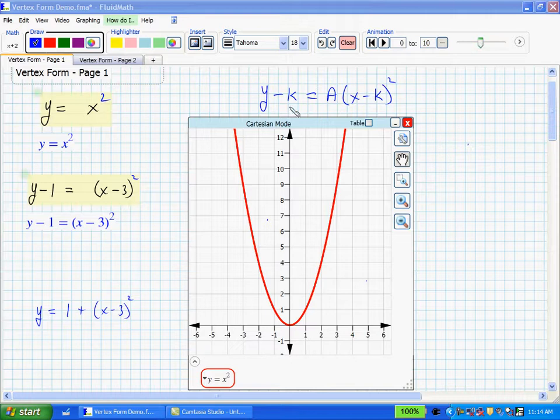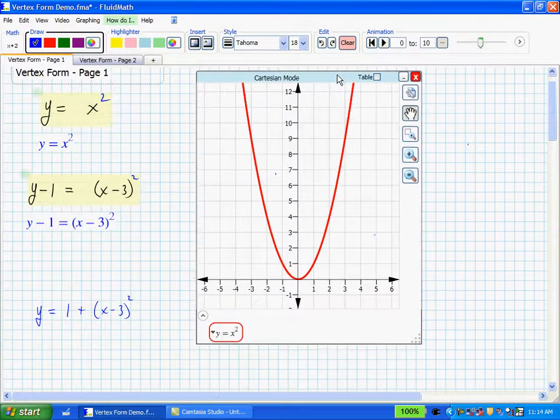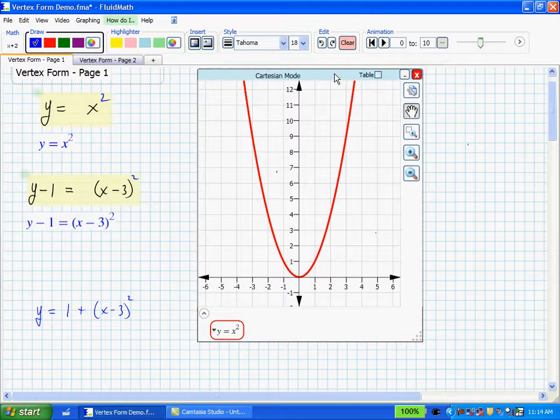This is a quick introduction to parabolas in vertex form. y minus some slide is equal to a, usually a shape, times x minus some slide squared. That's a little complicated. We're going to look at that soon, but first we're going to start with what we know: y equals x squared, a parabola.